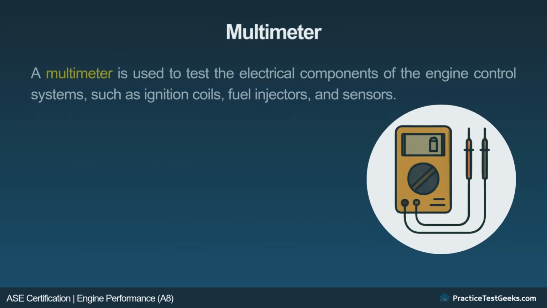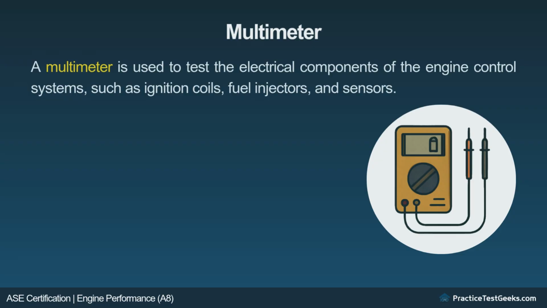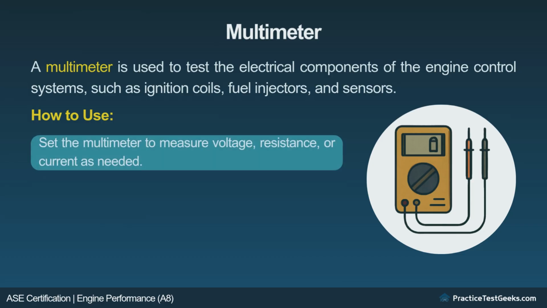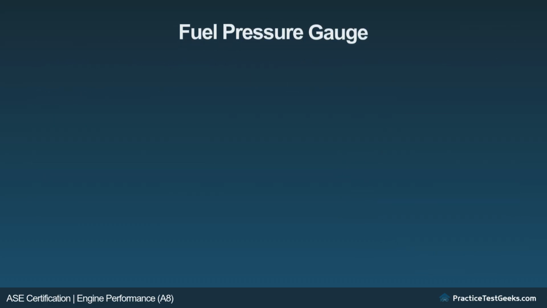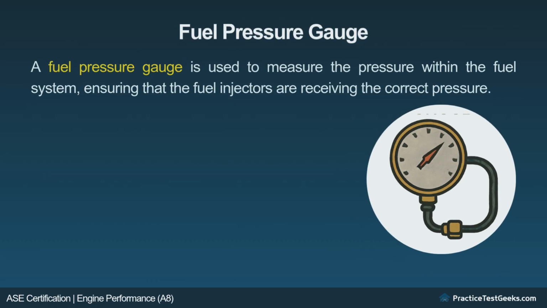Multimeter. A multimeter is used to test the electrical components of the engine control systems, such as ignition coils, fuel injectors, and sensors. How to use. Set the multimeter to measure voltage, resistance, or current as needed. Test components such as spark plugs, coil resistance, and sensor signals for proper function. Fuel pressure gauge. A fuel pressure gauge is used to measure the pressure within the fuel system, ensuring that the fuel injectors are receiving the correct pressure.